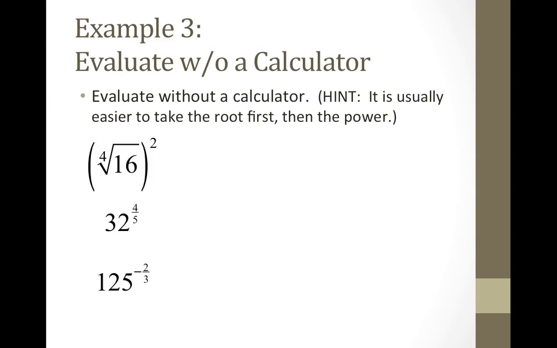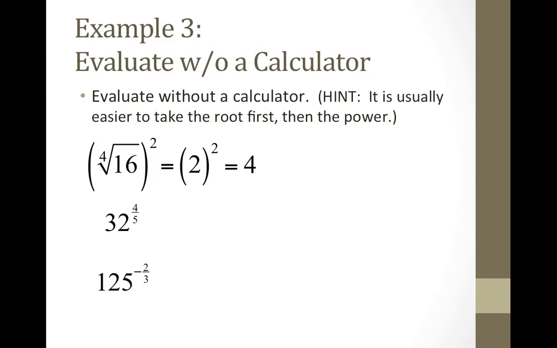So for example, when I have the 4th root of 16 and then I'm asked to square that, I actually want to figure out what the 4th root of 16 is first, because that's just 2, and then take the 2 and square it, and I get an answer of 4. So the 4th root of 16 squared is simply 4.